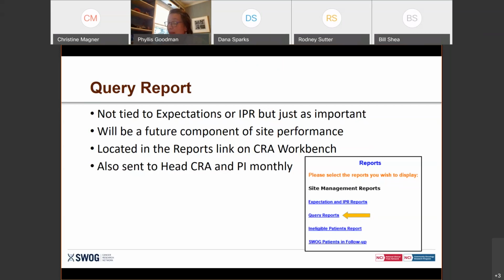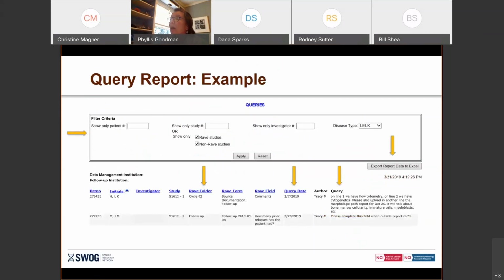Next slide, please. Here's an example of the query report, similar format to our other reports, a filter area at the top so you can focus down on the kinds of queries you're looking for, information about the RAVE, if it's a RAVE study, the folder it's in, the date of the query itself, and once again, as most of our reports, exportable to Excel. Next slide, please.